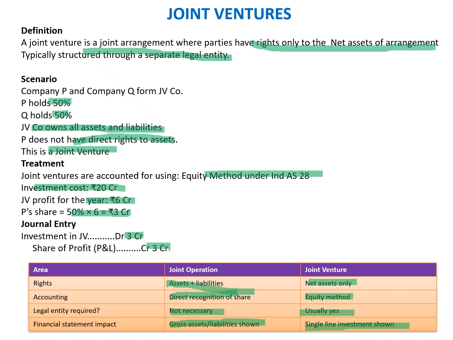So with this, we are clear on the major concepts of joint arrangement, joint control, joint operations, and joint venture. These are critical terms and understandings which are required to understand the concept of Ind AS 111. So we'll move to the next slide.